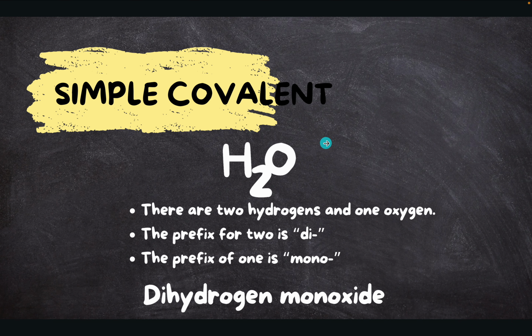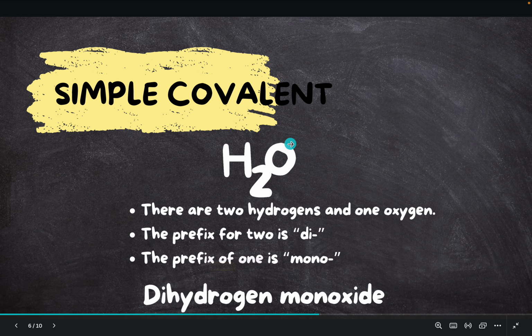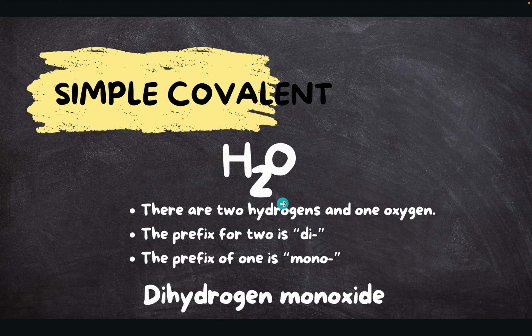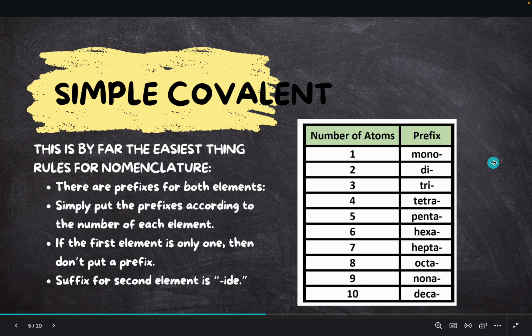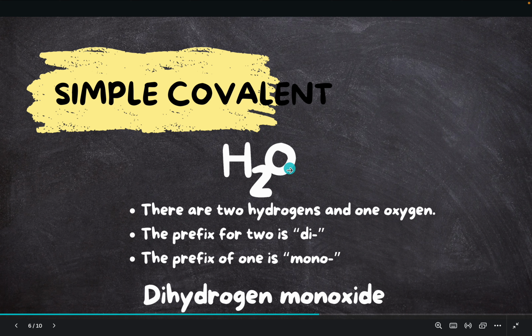So H2O, hydrogen, oxygen. The prefix for the hydrogen will be di, since there's 2 H's. So dihydrogen. And the prefix of the oxygen will be mono, because there is 1 oxygen. So it's dihydrogen monoxide. Notice the "ide" because this is a monoatomic anion.